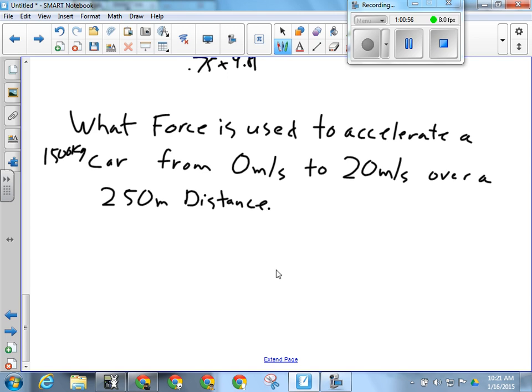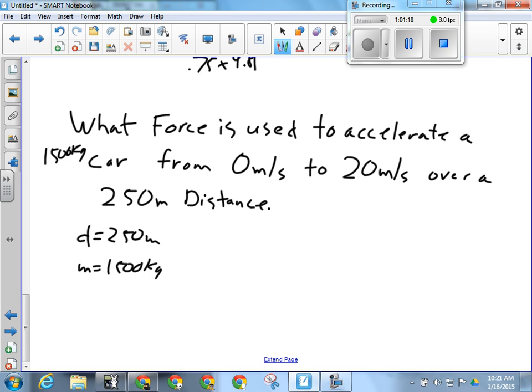Okay, so this one here is involving a change in kinetic energy because obviously the car is accelerating, right? So its speed is changing, but we're assuming the car is driving on a level surface. It's accelerating over a distance of 250 meters. Its mass is 1,500 kilograms. Yeah, that's all we need.